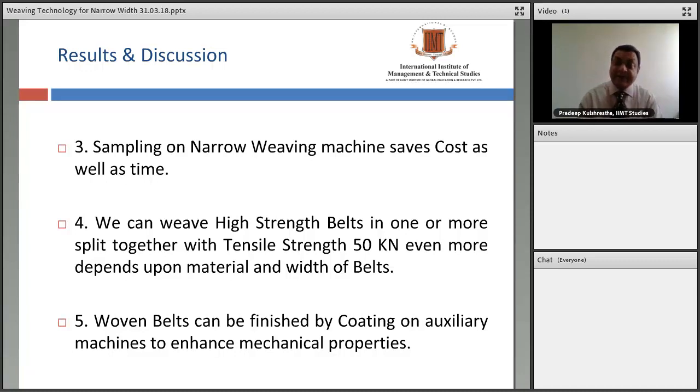See, suppose we want 80 kN strength. Up to 50 kN strength we can impart by weaving. Now the remaining 30 kN strength can be imparted by putting some chemical on this belt. This is possible by hot melt coating or solvent melt coating.